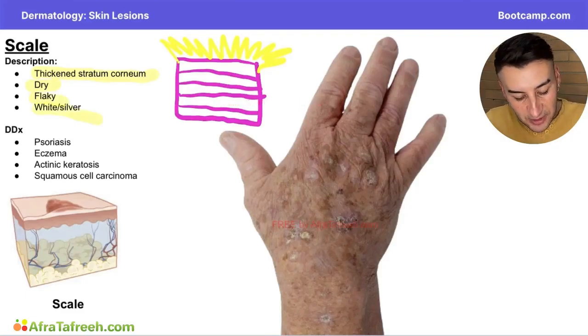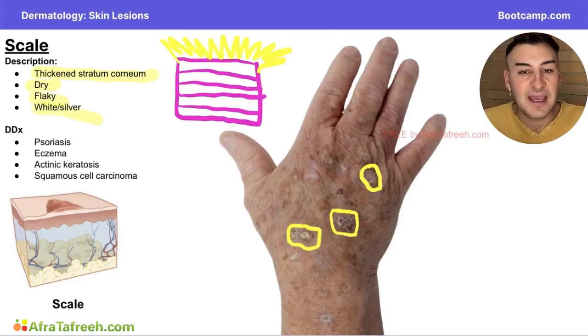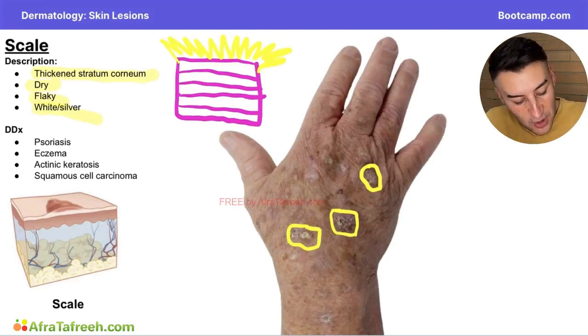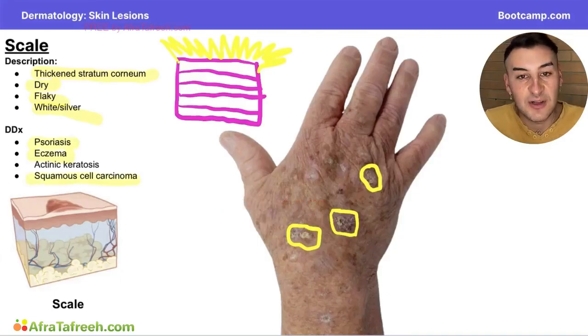So if we look at this person's hand, they actually have actinic keratoses from years of sun damage, and you'll see they have this really flaky white scale on the tops of their hands, and that's from a thickened stratum corneum. You can also see this in psoriasis and also in eczema. We mentioned actinic keratosis, and that can eventually change into squamous cell carcinoma.